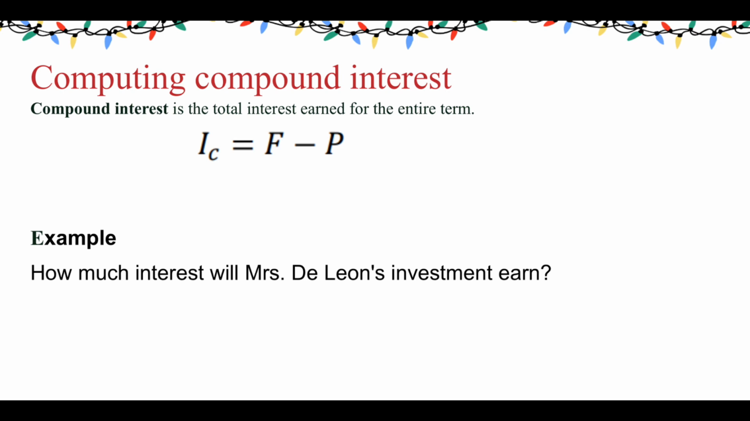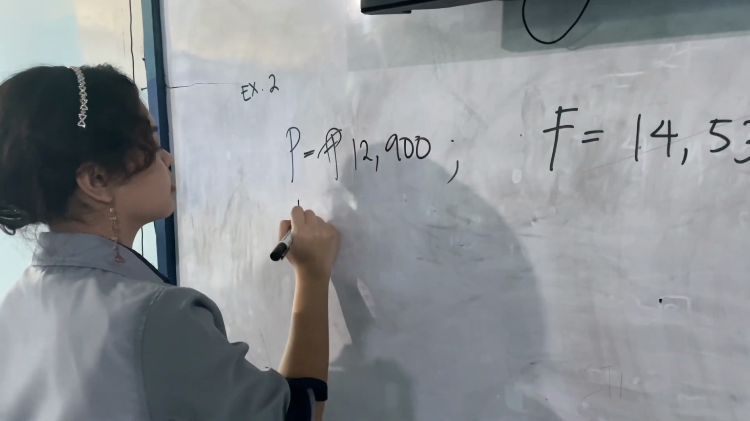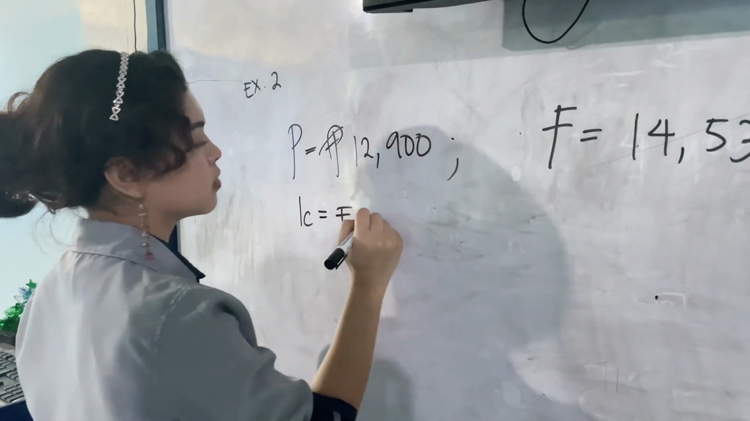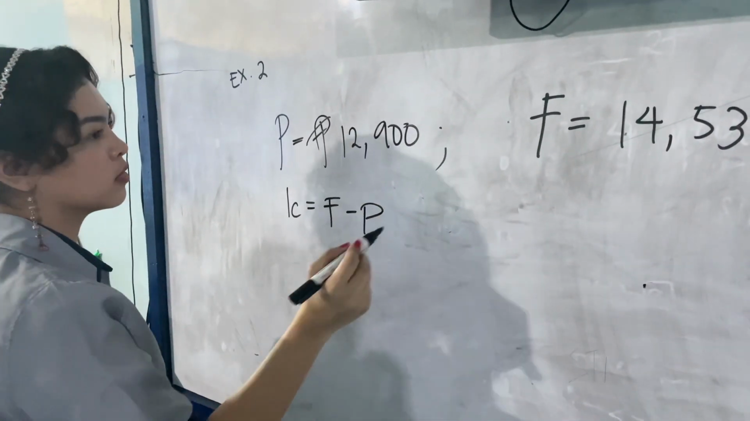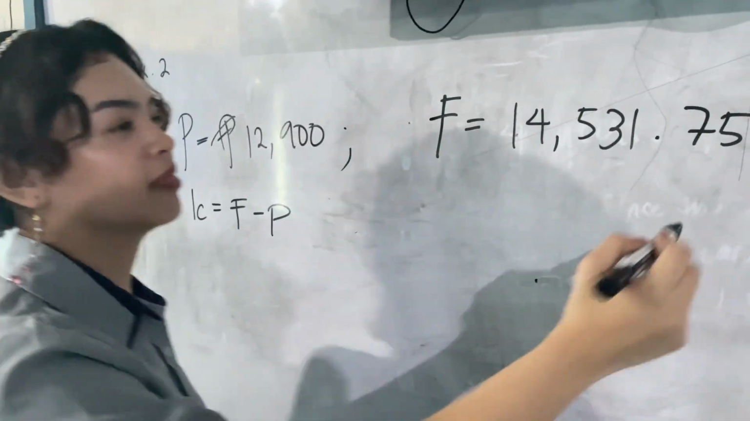Let us now proceed to the next topic, which is computing compound interest. Compound interest is the total interest earned for the entire term. Let us refer to the values from the previous example. How much interest will Mrs. De Leon's investment earn? In finding the compound interest, we need to subtract P from F.